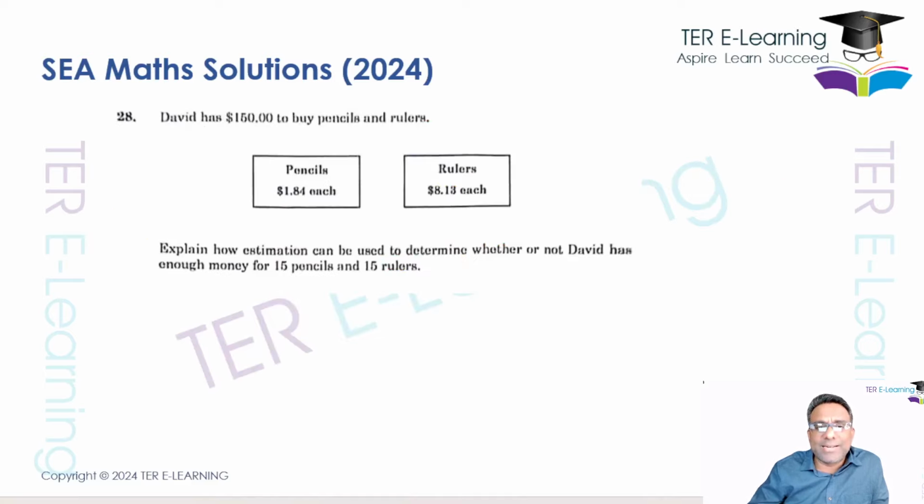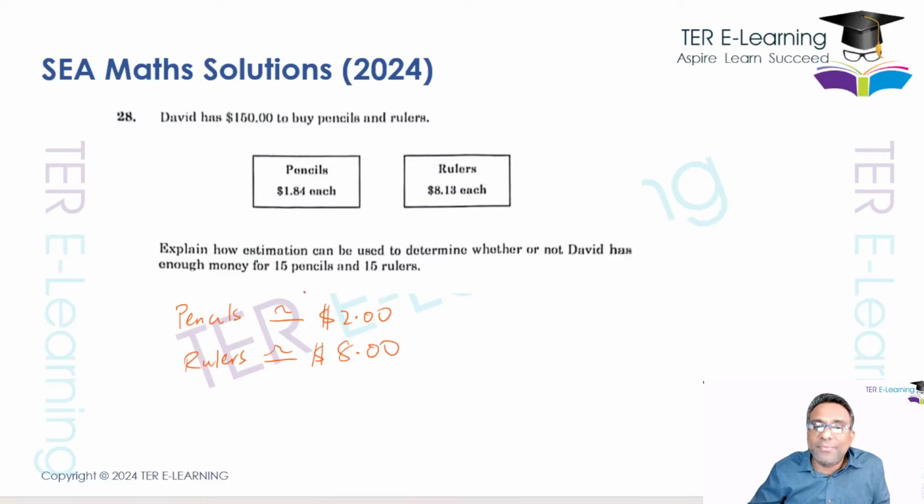Question 28, David has $150 to buy pencils and rulers. Explain how estimation can be used to determine whether or not he has enough money for 15 pencils and 15 rulers. In the case of pencils, they said estimation. It costs $1.84 for each pencil, so let's round that off to approximately $2. In the case of the rulers, we're going to estimate that as $8. So that's our estimate for these two things.